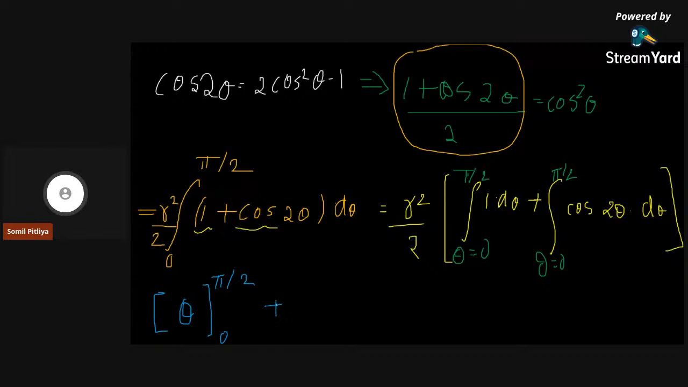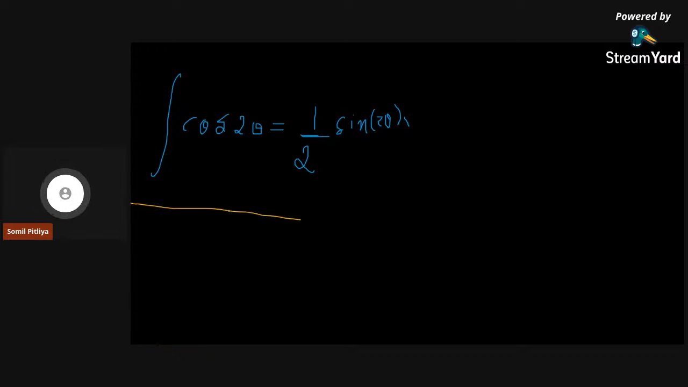Plus, what is the integral of cos 2 theta? Now this is a confusing thing. Don't confuse it with the integration of cos x being sin x. The integration of cos 2 theta is not simply sin 2 theta. That is not the same thing. The integral of cos 2 theta is 1 by 2 times sin 2 theta, plus a constant c, which I will ignore here. So the integral of cos 2 theta is 1 by 2 sin 2 theta.